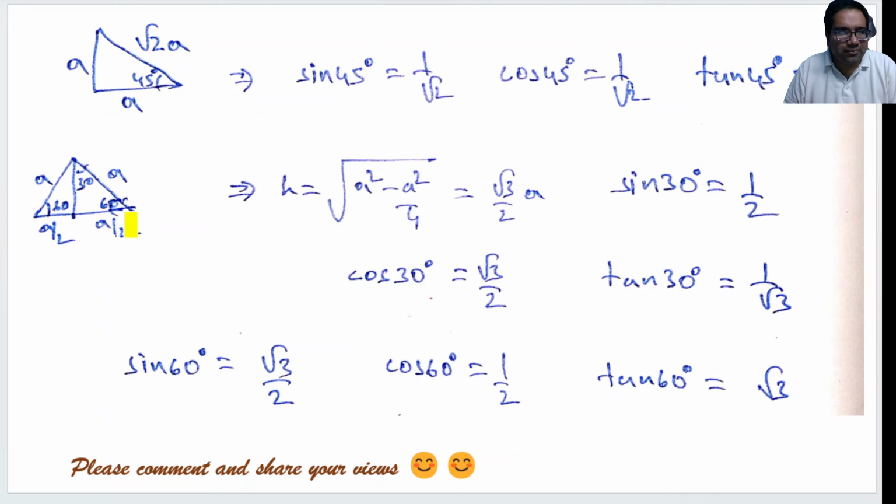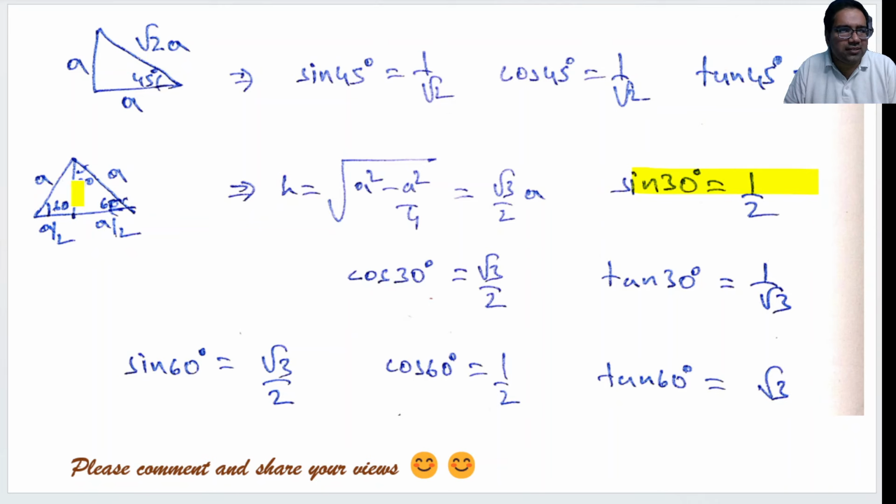Now, what is sine 30? Sine 30 is opposite side by hypotenuse. What is the opposite side? a by 2. So a by 2 by a, which is actually equal to sine 30, which is half. So sine 30 is sorted.